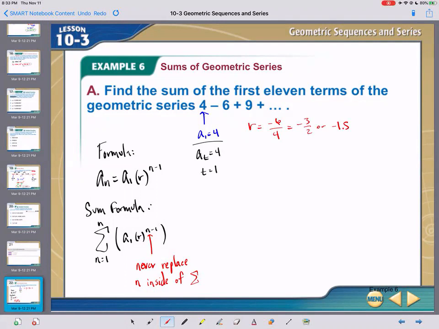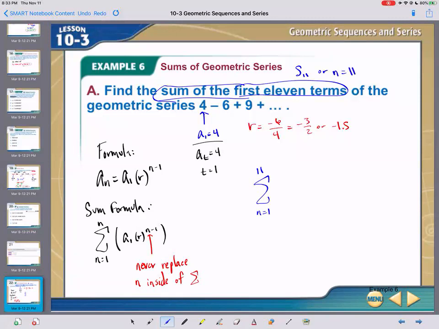And we're trying to find the sum of the first 11 terms, which let me write this. What we're looking for is S11. So here, what I'm going to use is the sum formula. Since I'm looking for 11 terms, whoops, the lower bound is not 11. My lower bound is 1. My upper bound will be 11.